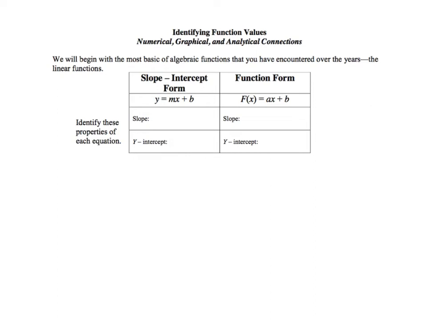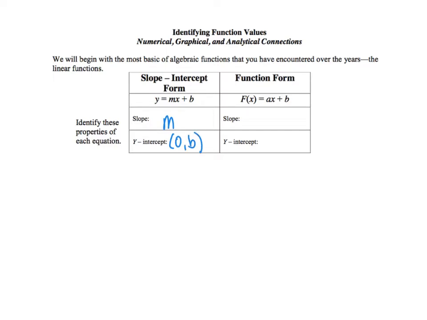Today we're going to talk about identifying function values: numerical, graphical, and analytical connections. We're going to begin with the most basic of algebra functions that you've encountered over the years, the linear functions. And you can see that I have them written here. This is slope-intercept form, y equals mx plus b. In that case, the slope is m, and the y-intercept is b, but remember the y-intercept is a point, so it's 0, comma b.